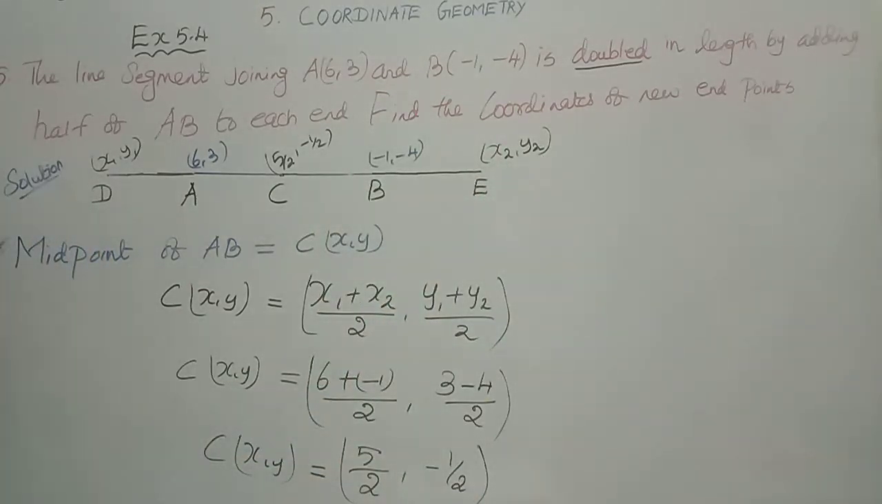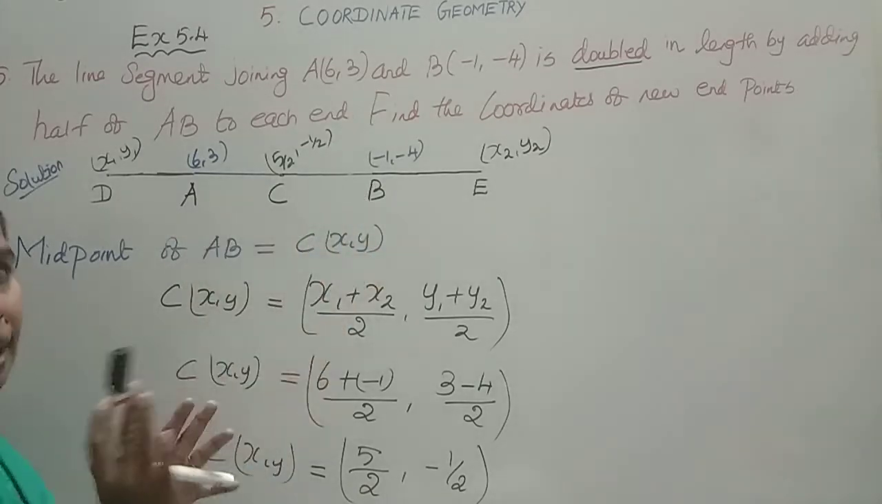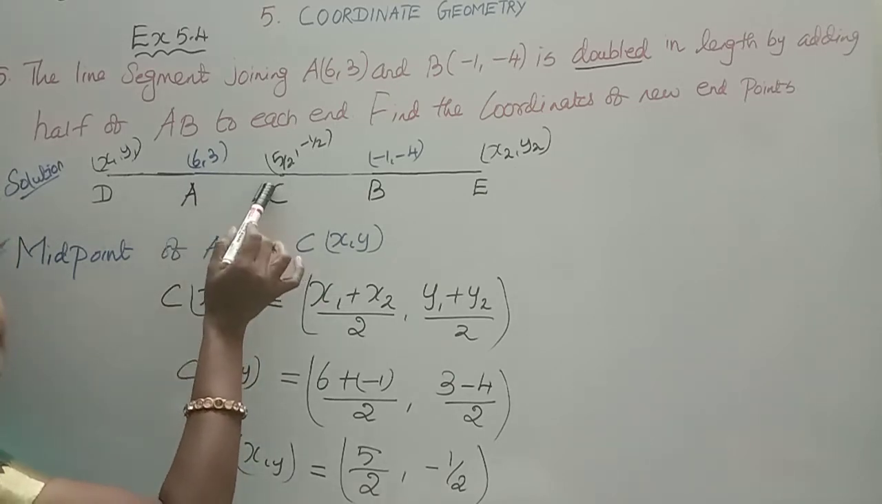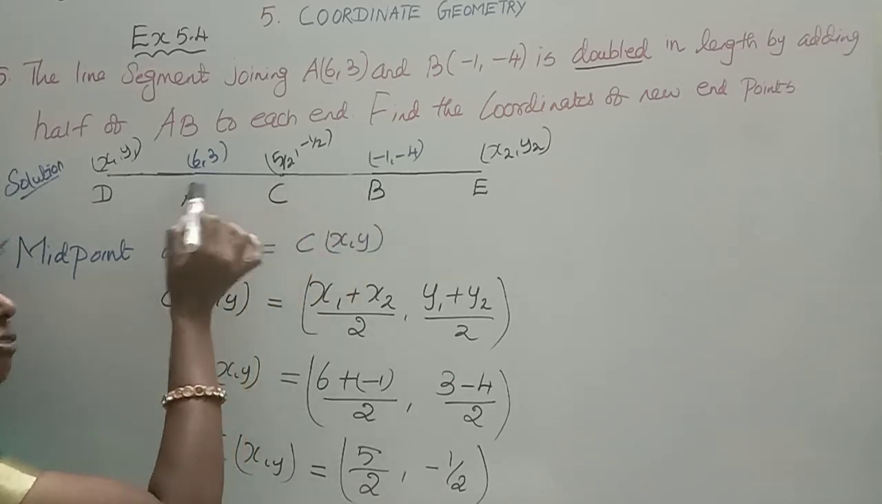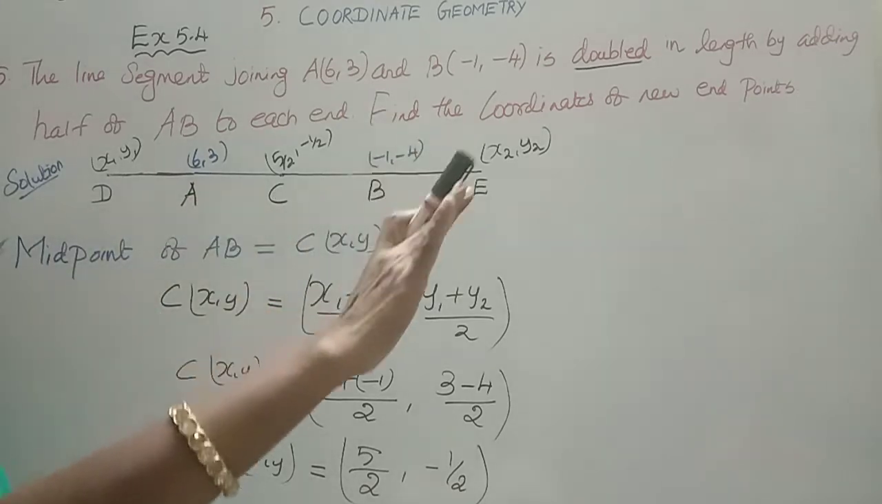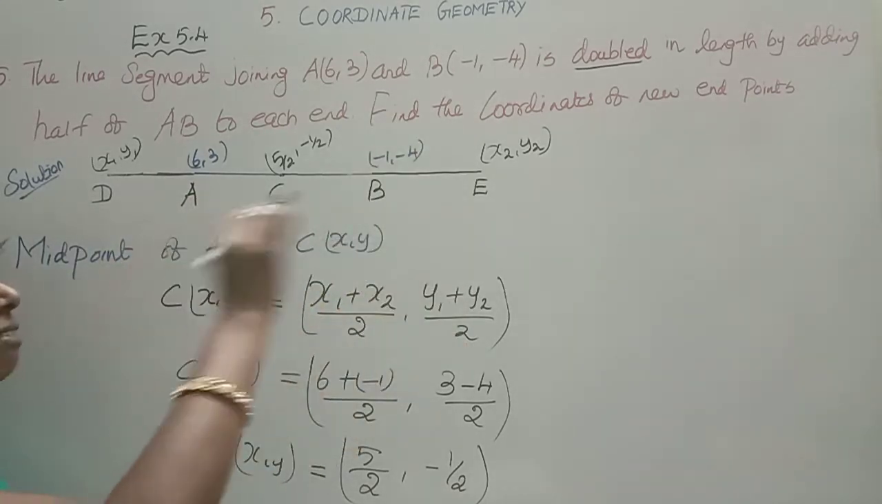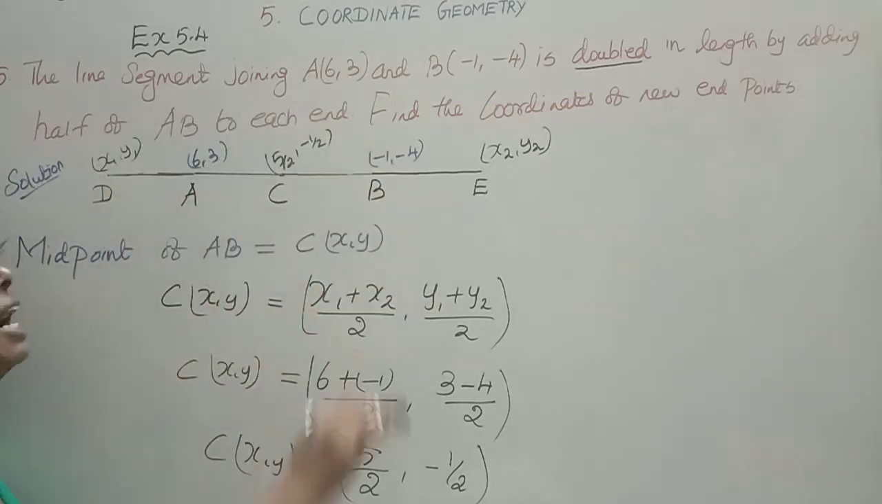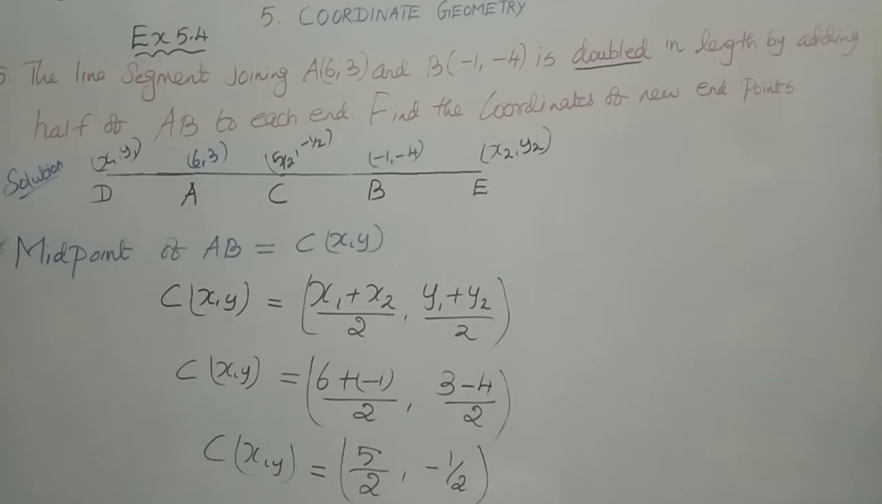Shall we do it now? First, the line AB is doubled. How is it doubled? They are adding a length of half of AB, that is, half of AB means AC, on both sides. So we are getting a bigger line, and the line will have an end point on both sides. What are the coordinates of x1, y1 and x2, y2?